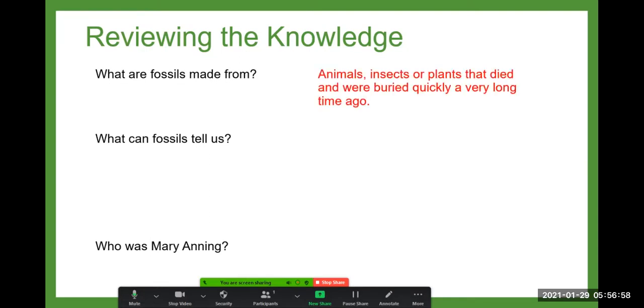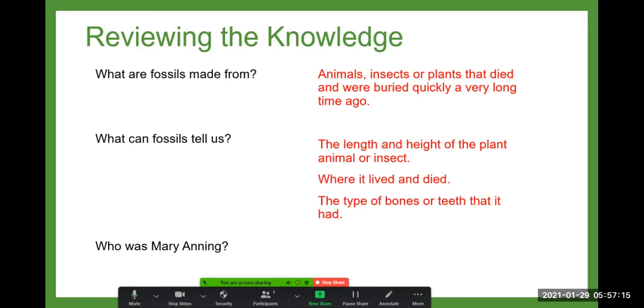Now you can check them. Fossils are made from animals, insects, or plants, which are all or were living organisms that died and were buried quickly a very long time ago. What can they tell us? They can tell us the length and height of the living organism, the plant, animal, or insect, where it lived and where it died, and the type of bones or teeth that it had.